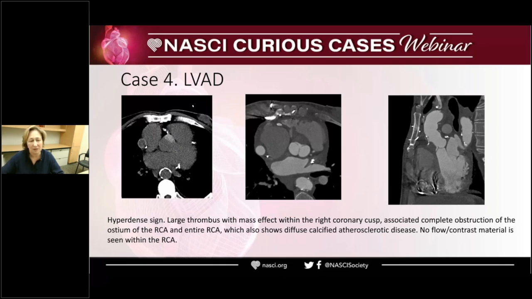So this patient is a very tough patient. The patient had cirrhosis with a lot of multiple comorbidities, so open heart surgery was not possible. In fact, the follow-up study was also done as a CTA because they didn't really want to deal with any interventional procedures.